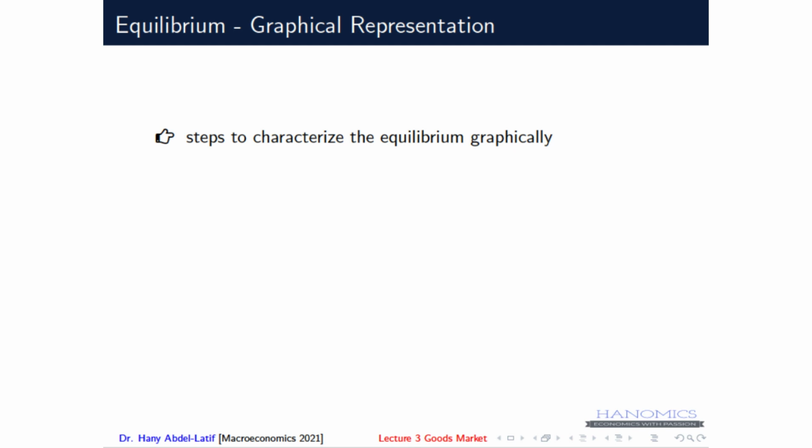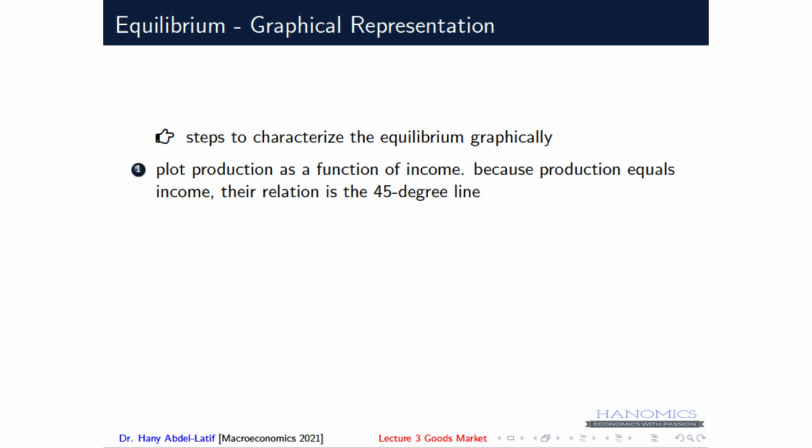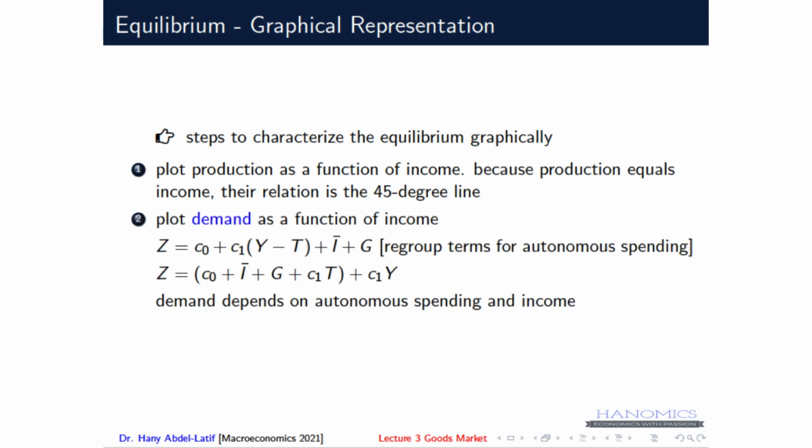To present this equilibrium graphically, you could plot the production function, or production as a function of income. Because production equals income, the relation could be represented by the 45-degree line, which starts from the origin point. Then you could plot demand as a function of income, just regrouping terms for autonomous spending. You will see in this equation that you have two components again. One component is the autonomous spending, which will determine the position of our demand function, and the other component, C1y, will determine the slope of that function.